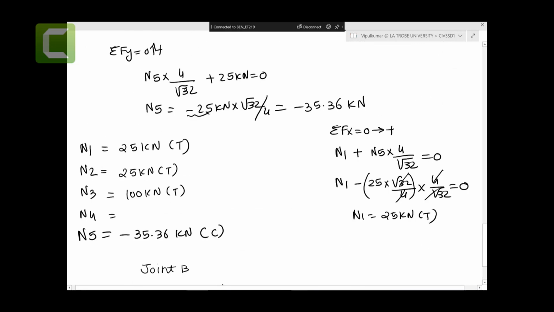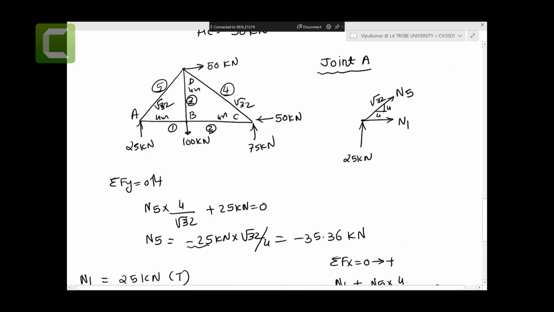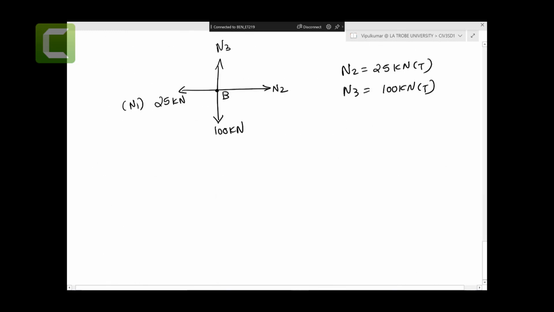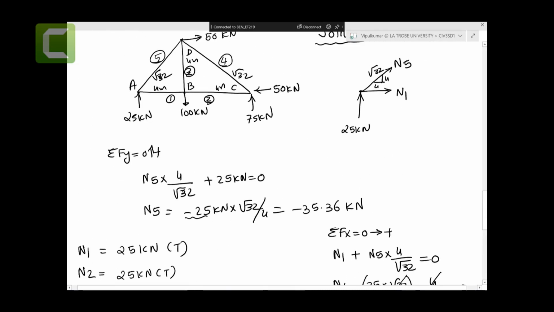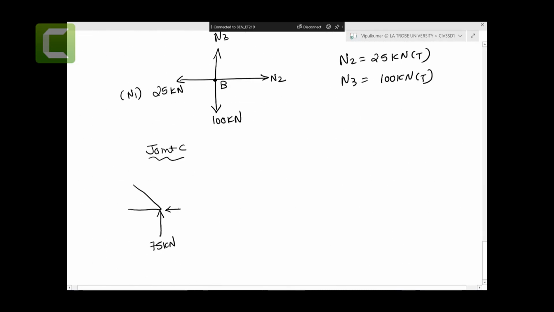All right, so far so good. N4, we need to pick the joints. I think joint C looks good. That can help us to get the N4. So let's draw up the joint C. I think this is 75 kilonewtons. Let me check. 75. This is 50 kilonewtons. This is N2, I think, and that N2 would be 25 kilonewtons. And this is N4, 4 over square root 32.